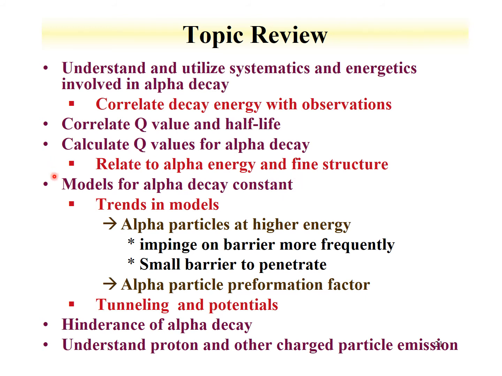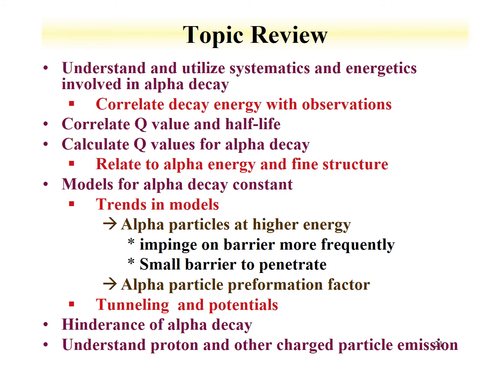Now, we went over a few models for alpha decay, and what's important is not so much the utilization of the models, but understanding the trends in the models and how they were derived. Some of the trends that are observed is that alpha particles at higher energy impinge upon the barrier more frequently. This is due to the fact they have a higher energy. If you use 1/2 mv squared, their velocity must be greater if they're at higher energy. Also, if they're at a higher energy, the barrier that they have to penetrate is smaller, so there's a higher probability of that particle penetrating the barrier.